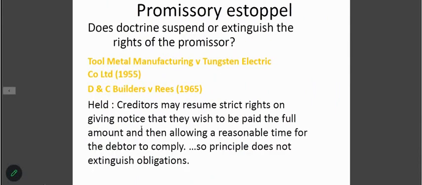So the doctrine suspends or extinguishes the right of the promisor. For example, this company, right? The creditor may resume strict rights on giving notice that they wish to be paid in full, and then allowing a reasonable time for the debtor to comply. So, the principle does not extinguish the obligation. In the first instance, you owe people, there is a principle to pay, but maybe the time may be 3 months, changed to 5 months, still okay. But the principle does not change. The money that you owe does not change. Okay?